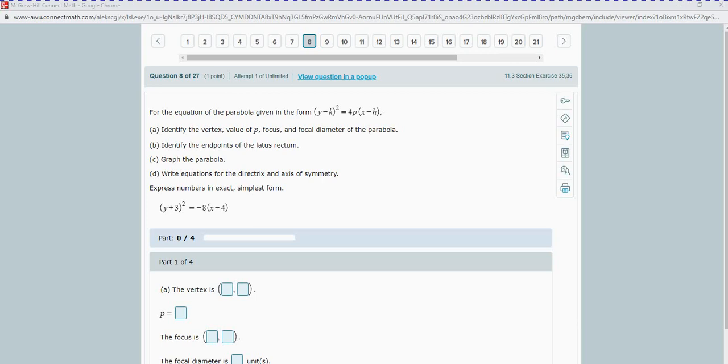And then we'll, of course, generate the graph and then write the equations for the directrix and the axis of symmetry. And we want to express our numbers in exact, simplest form, no rounding. So our equation is y plus 3 quantity squared is equal to -8 times the quantity x minus 4. Let's dive in and work on these attributes and see if we can get a good graph.